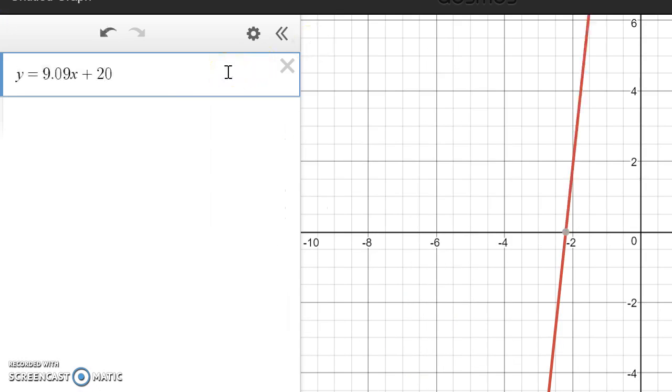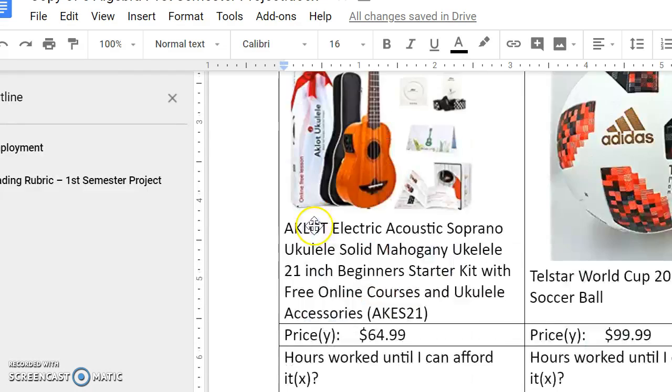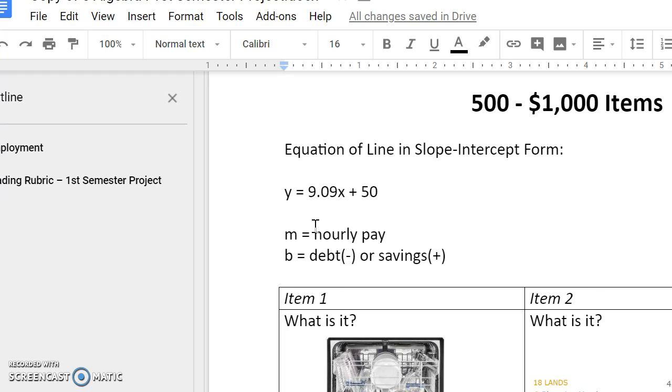Boom, this Desmos, I tell you what, just about the best thing since sliced bread. I don't know. It's just the best thing. All right, again, if you only had one equation the whole time, you're done with the equation. But I had three total equations for my $500 to $1,000. I took out $50 from savings, so that's my second equation I'm going to be putting in.